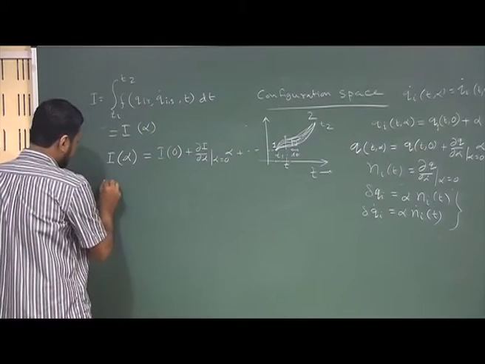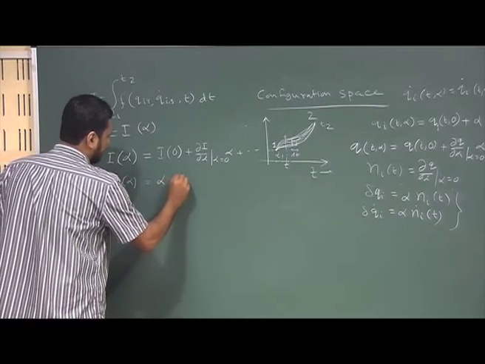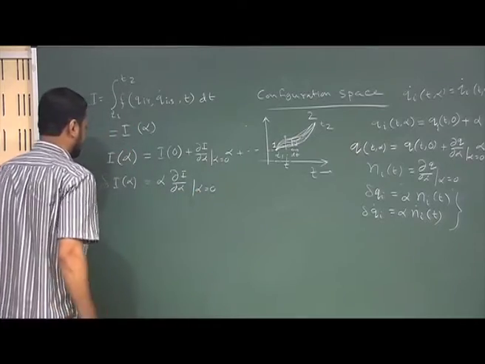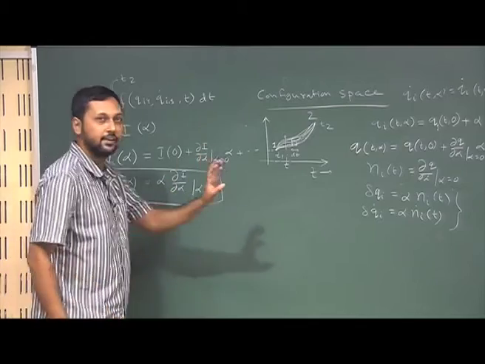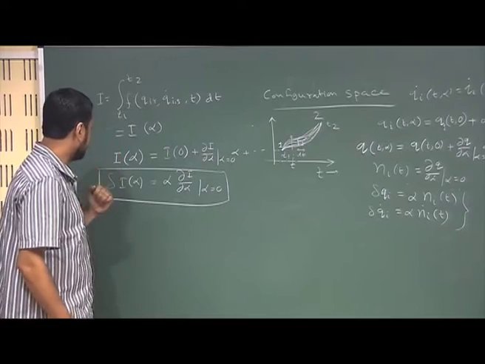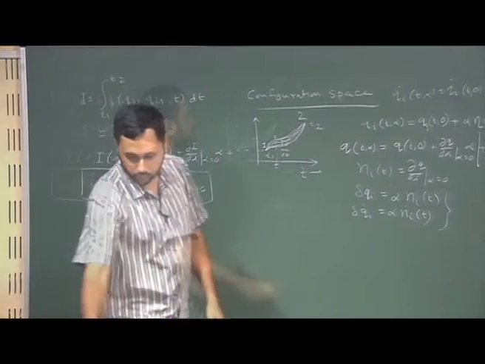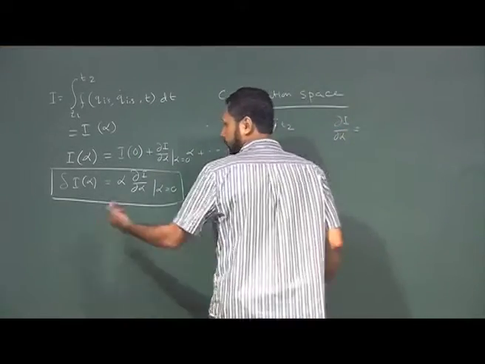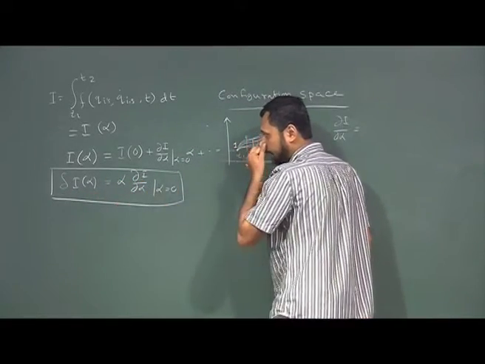So, the variation of this integral, delta of I of alpha, will be nothing but alpha times del I del alpha at alpha equal to 0, right. Just like we have variations in coordinates and velocities, we have a variation in this integral, and this is precisely what we are looking for. In order to evaluate the variation in the integral we have to evaluate this term del I del alpha.